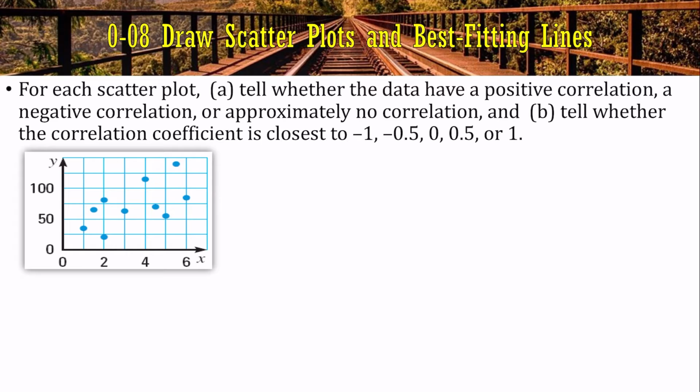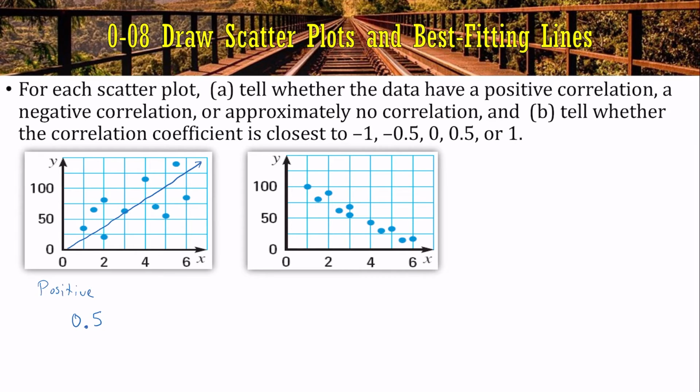So some examples. For each scatter plot, tell whether the data has a positive correlation, negative correlation, or no correlation, then tell what the correlation coefficient is. Well, look at this one. You can see there tends to be a general upward trend, so it's positive. It's not a great fit to the line, but it's obviously somewhat of a positive trend, so we'd say that one is positive because it's going up, and about 0.5. 1 would be a perfect line.